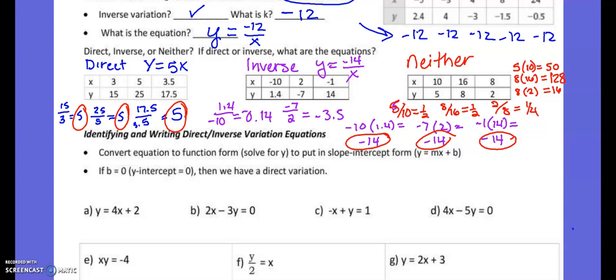My last table, I tried dividing, I tried multiplying, and I was getting different values for k. So this one is a neither situation. It's neither direct nor inverse.